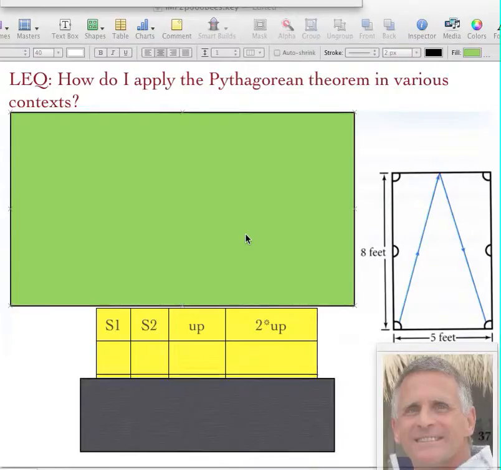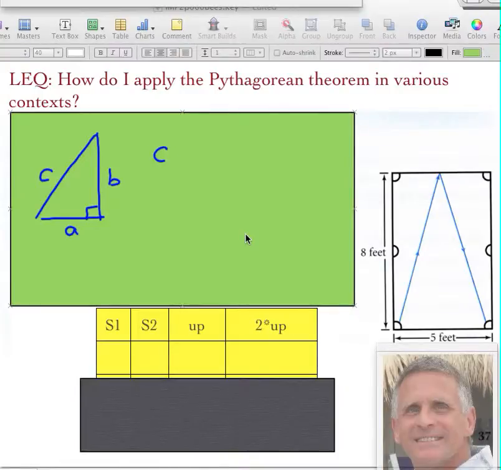We are about to look at an application of the Pythagorean Theorem. Quick review of the Pythagorean Theorem. You have a right triangle setting. The two sides that make up the right angle are going to be called A and B, and the longer side opposite the right angle is going to be called C, the hypotenuse.